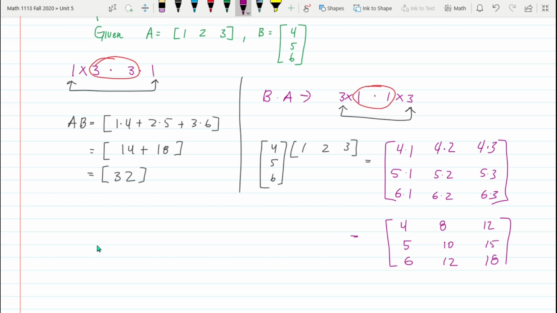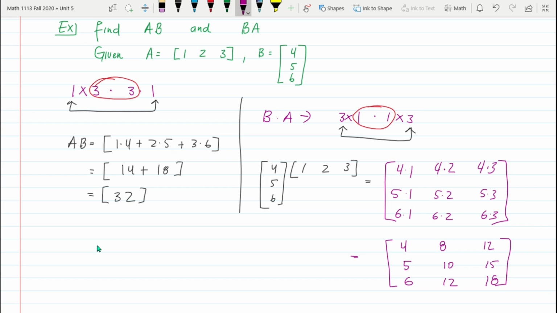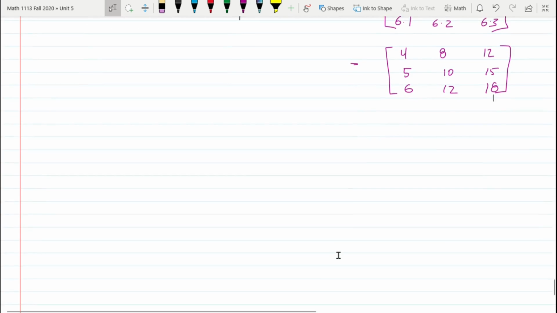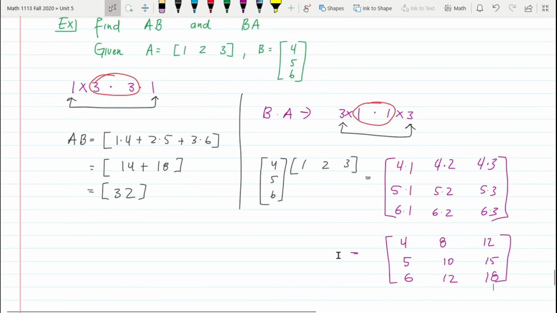So notice how the order in which you multiply things gives you a different result here in matrix multiplication. So be careful with that. Don't think that A times B is the same thing as B times A, and you should be alright. That is everything for matrix operations.